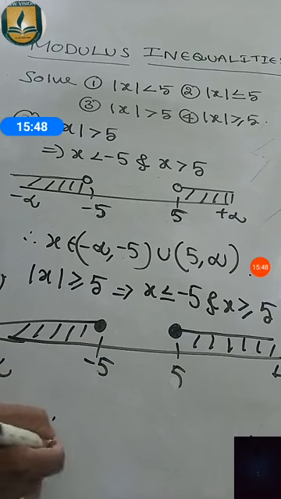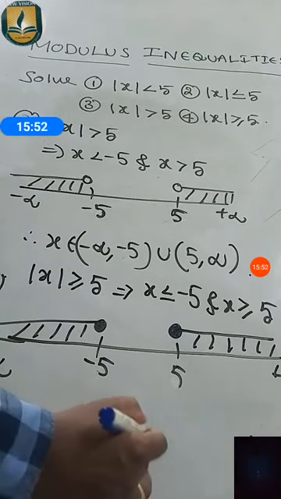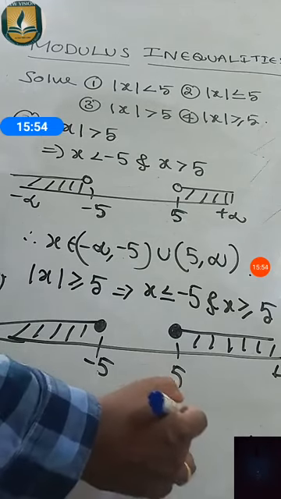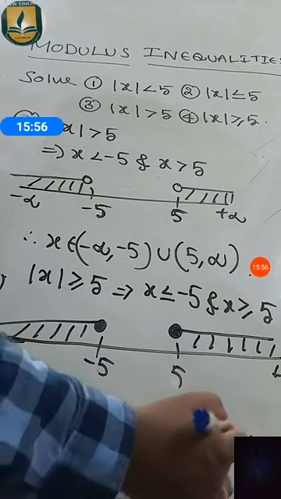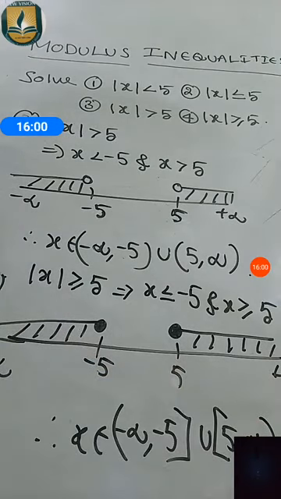From this, therefore, my dear students, x belongs to minus infinity comma minus 5, that is included here, union 5 to infinity. This is the solution set for the fourth problem.